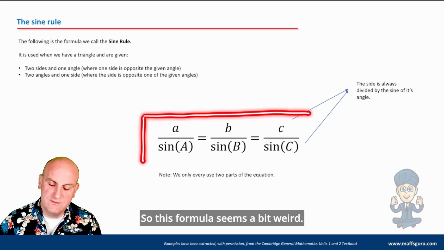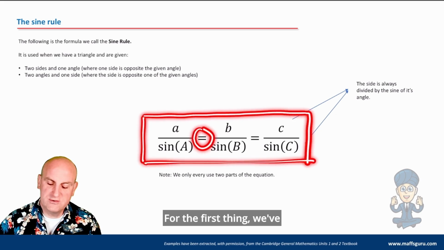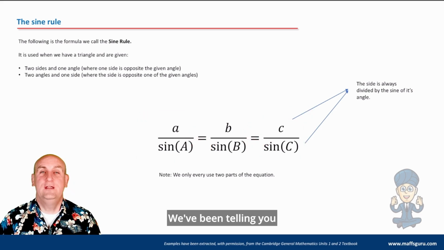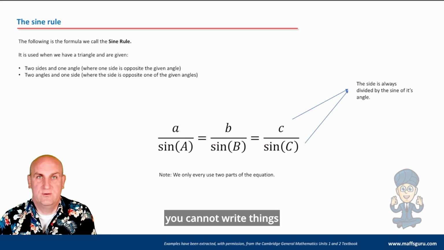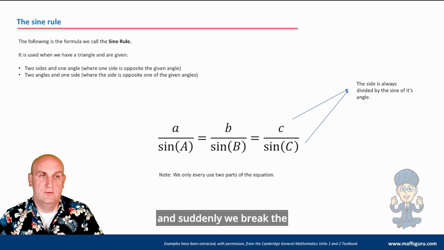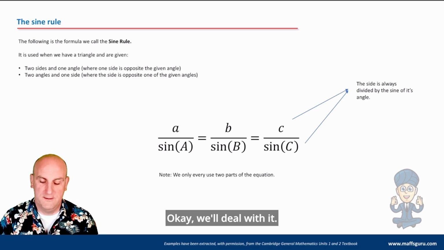So this formula seems a bit weird. For the first thing, we've got two equal signs in it. We've been telling you through your whole life you cannot write things with two equal signs in, and suddenly we break the rules with the sine rule. Okay, we'll deal with it.